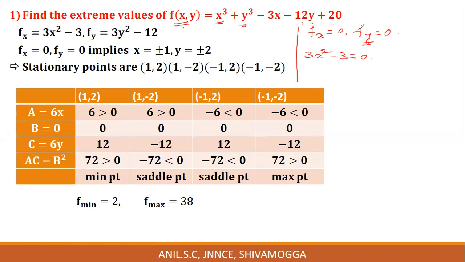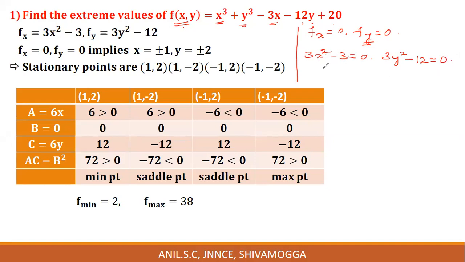Fy means partial derivative of f with respect to y, treating x as constant. Derivative of x cube is 0. Derivative of y cube is 3y square. Derivative of minus 3x is 0. Derivative of minus 12y is minus 12. And plus 20 is a constant, its derivative must be 0.